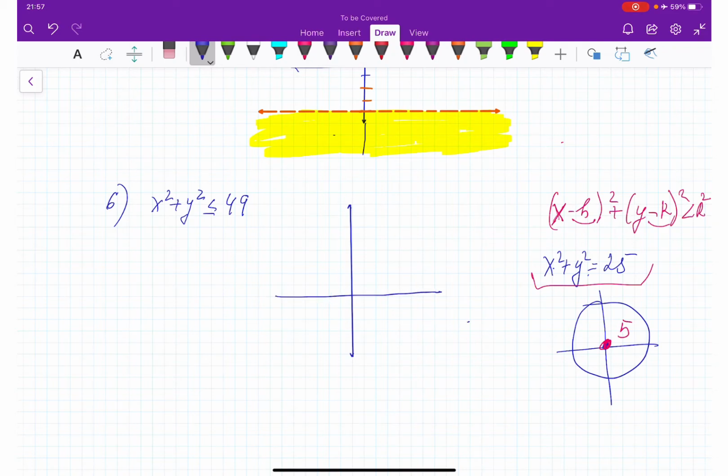All right, so if 49 is r squared, meaning radius squared, then the radius is going to be 7, right? 1, 2, 3, 4, 5, 6, 7.